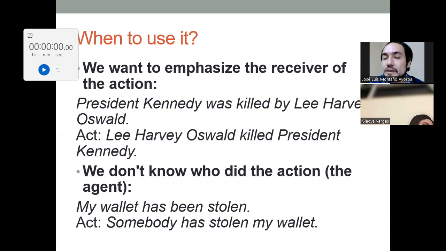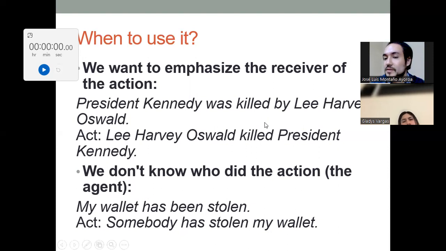Now, here you see also examples for when to use passive voice, right? And it's when you want to put emphasis on the receiver of the action, Gladys. Here, you don't usually say Lee Harvey Oswald killed President Kennedy. You say, what's the important person here? President Kennedy. So you mention that at the beginning, right? President Kennedy was killed by someone. Or you just say, President Kennedy was killed. And that's, again, pretty common.